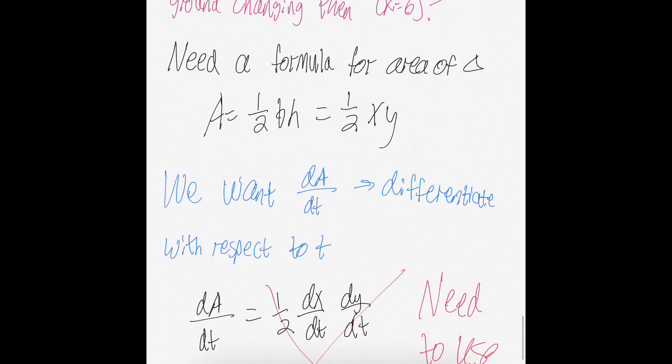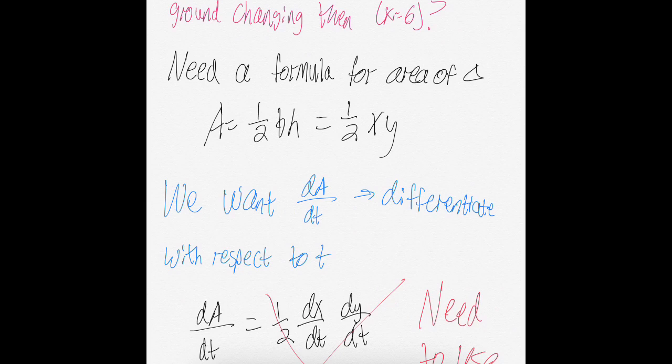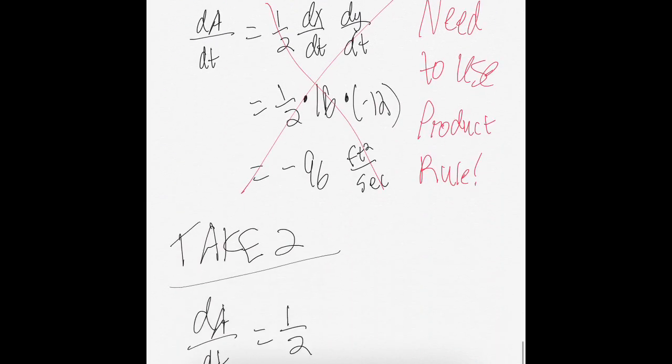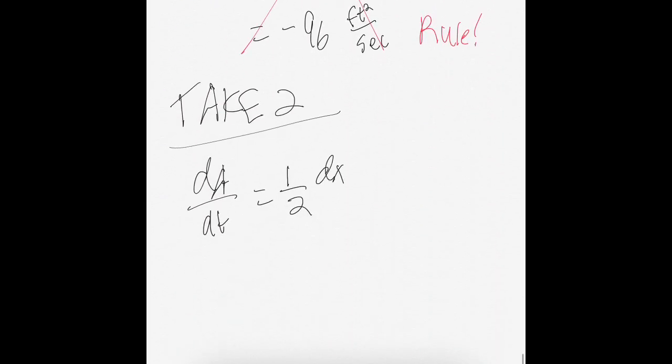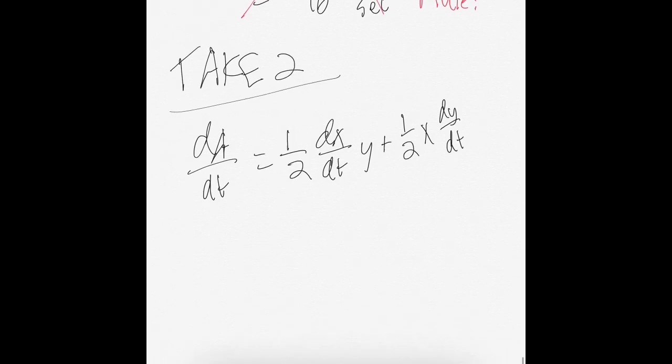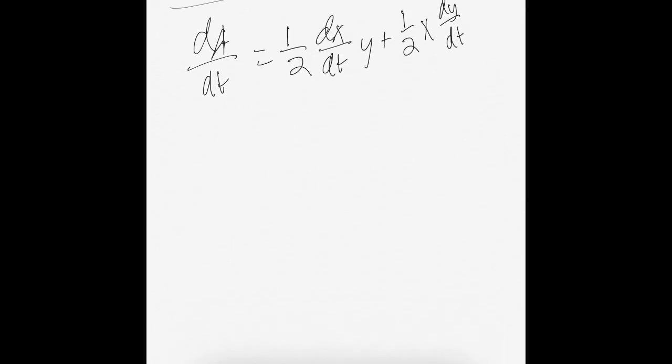Take 2. So dA/dt equals 1/2. Okay, so now I have, this formula is still good, xy. So I'm going to first take the derivative with respect to x. I get dx/dt times y, plus now I have 1/2. Leave x alone and take the derivative of y.